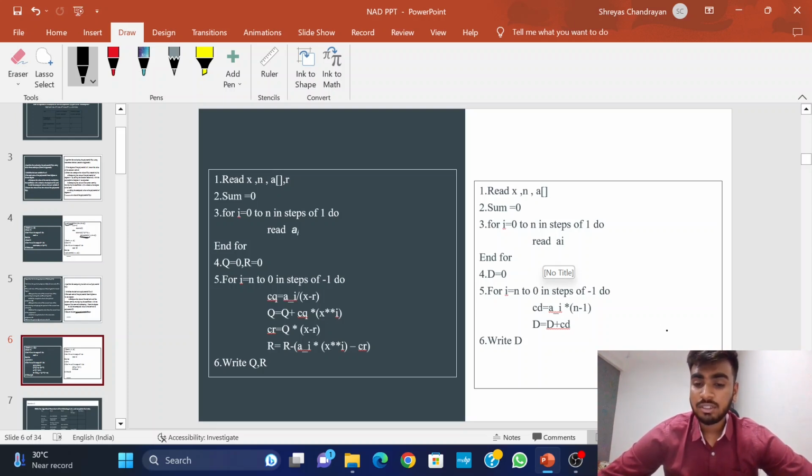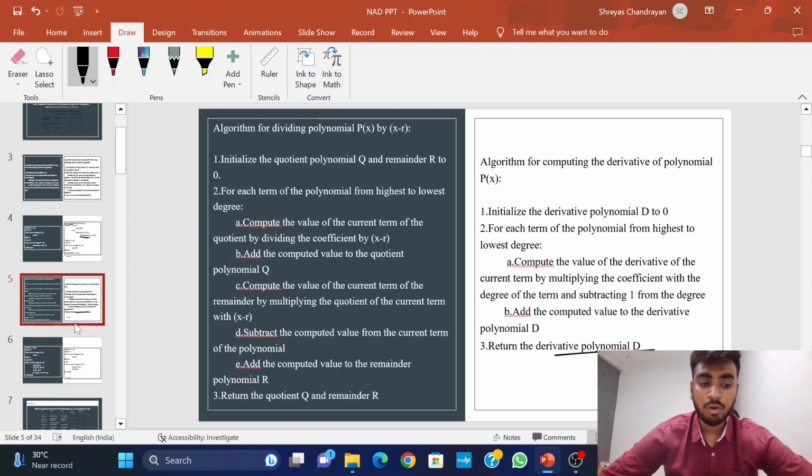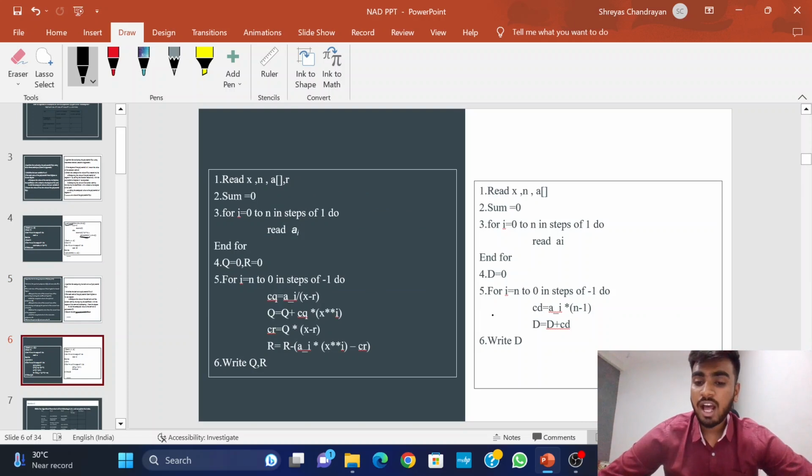And for d is equal to 0, here d is equal to derivative of polynomial d. For I is equal to n to 0 in steps of minus 1, cd is equal to ai into n minus 1. Here derivative is equal to d plus cd, right, derivative.